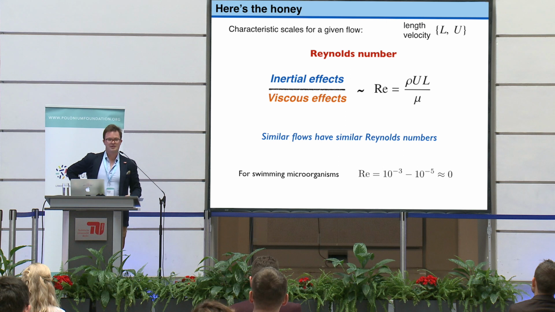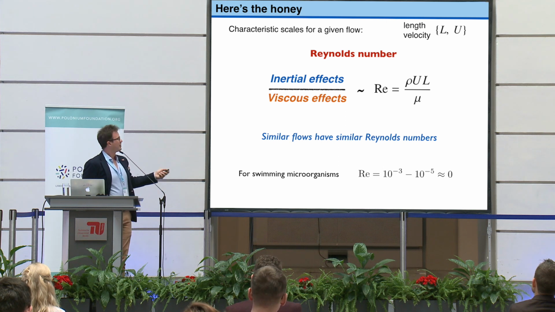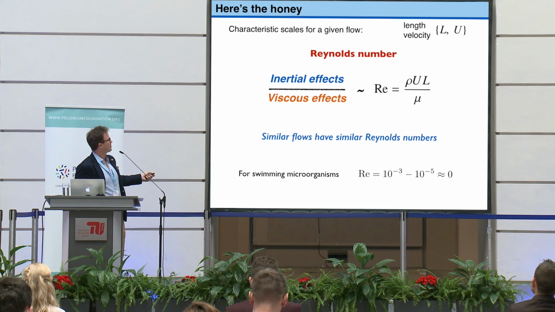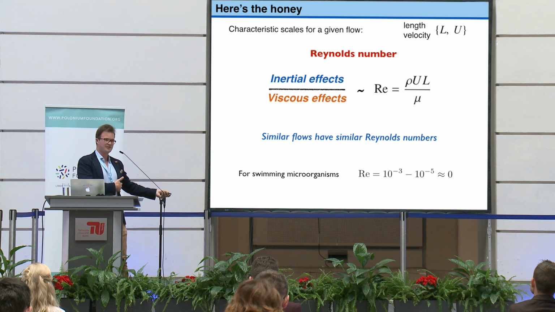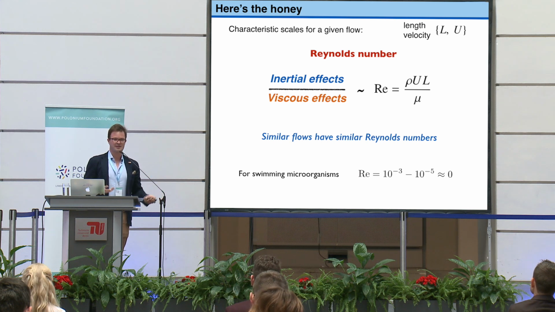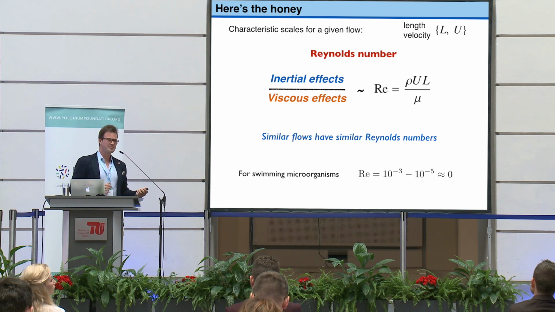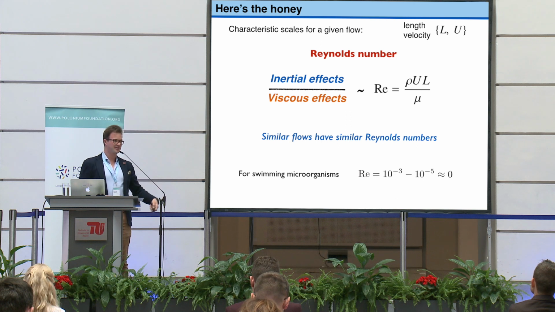And so here's where the honey comes in. Because if you want to look at a certain flow, one question you can ask is, given the length and velocity in my problem and the properties of the fluid, what does this flow look like? Is there any general feature of it? There is a difference when you're stirring a jar of honey and when you're stirring water in a swimming pool.